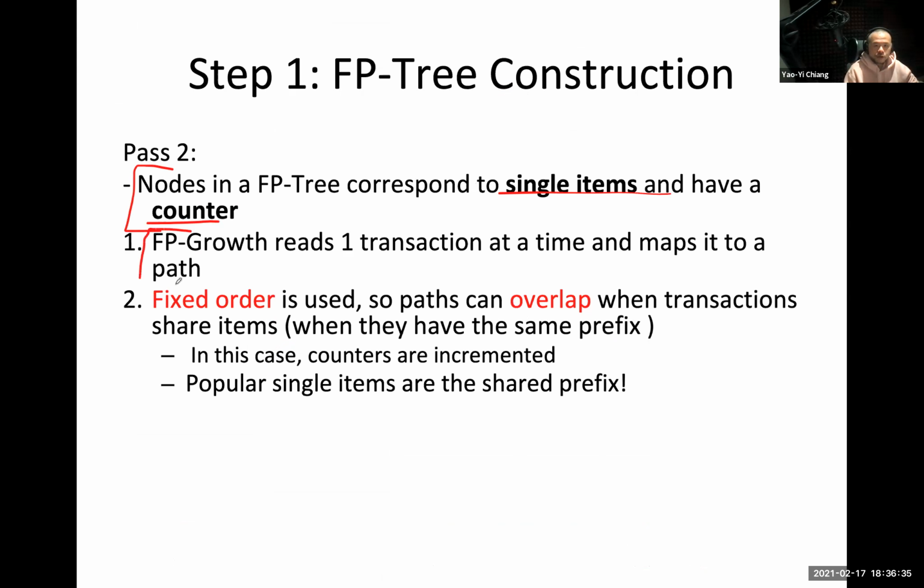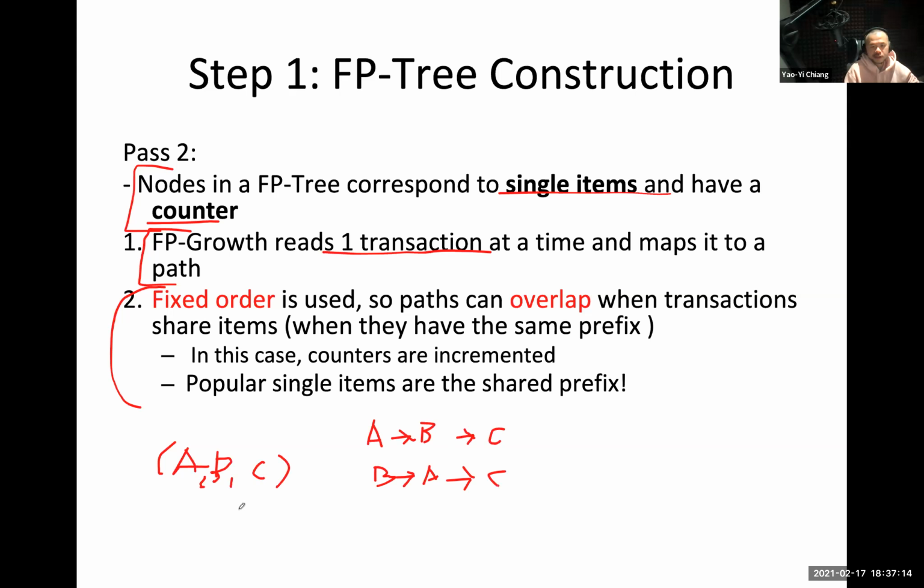The FP-growth algorithm will read one transaction at a time, one basket at a time, and map that basket into a path in the tree. Think about this: let's say you have a basket A, B, C, and they're all frequent. What are the different types of paths you can generate? You can generate A to B to C, or B to A to C. It doesn't really matter because this is a set. You can rearrange the order.